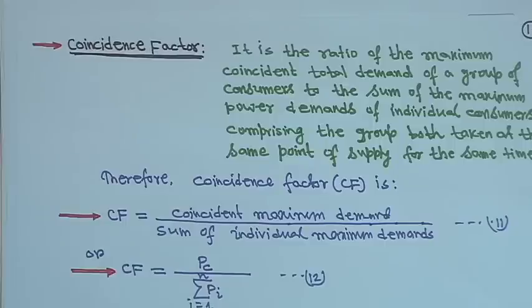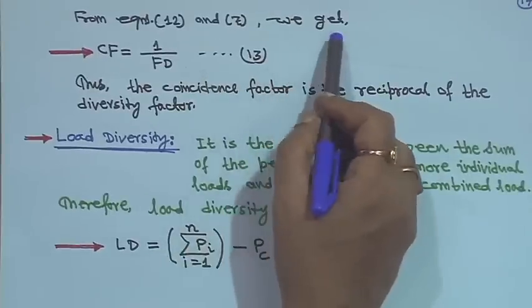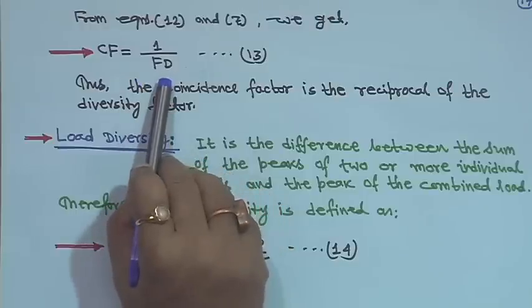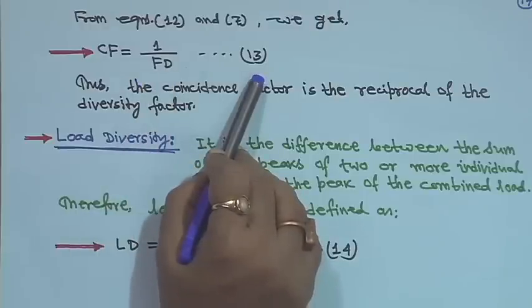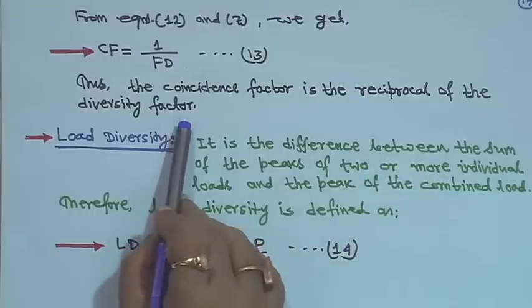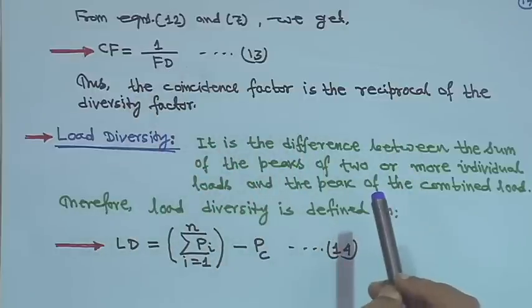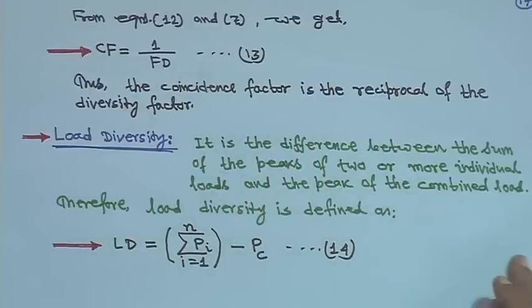From equations 12 and 7 we get Cf is equal to 1 upon Fd. This is equation 13, right. Thus, the coincident factor is the reciprocal of the diversity factor, or the diversity factor is the reciprocal of the coincidence factor, right. Now, load diversity.